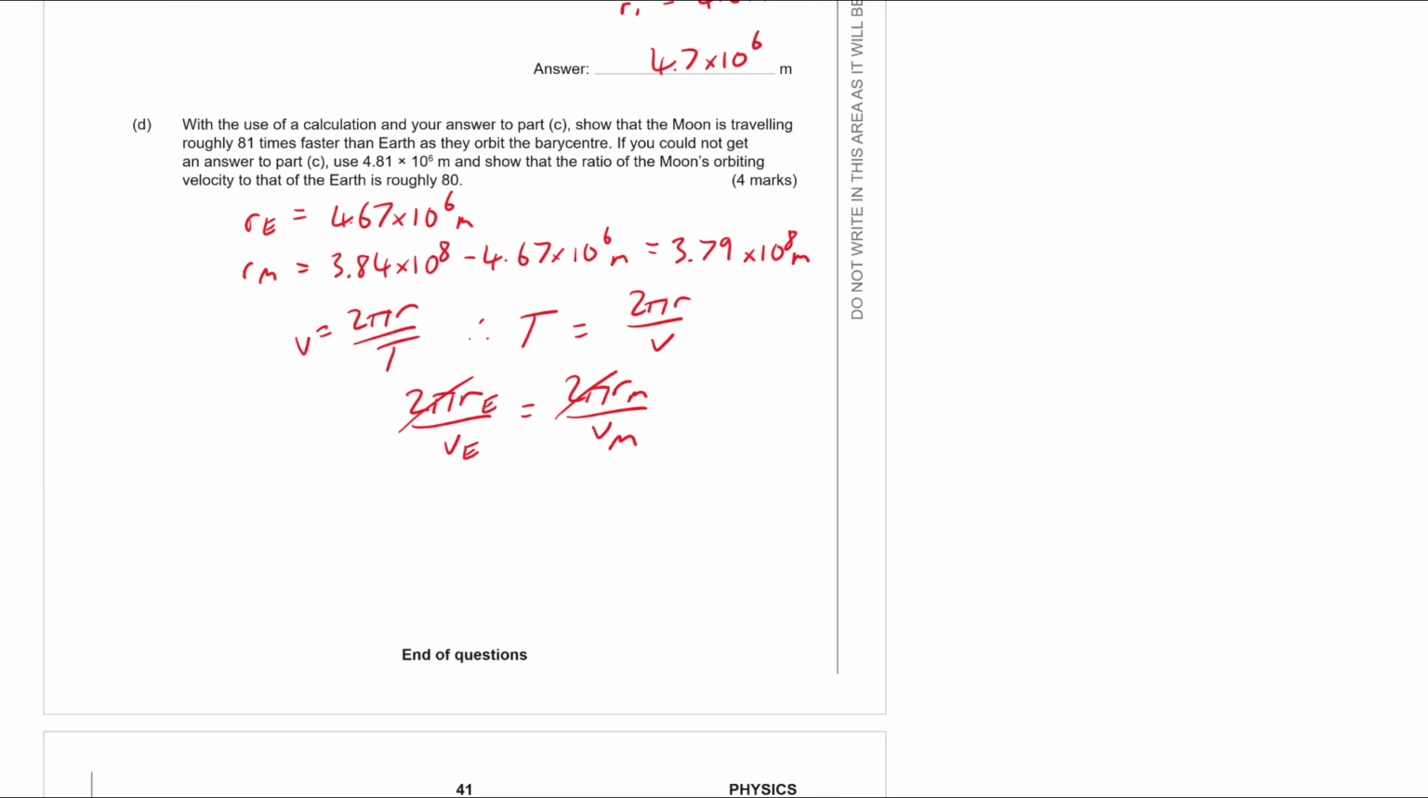So it's asking to show what the velocity of the moon is. I'm going to isolate this part by itself, and it ends up being R_M on R_E times V_E. And if you sub those values in, what you end up getting is 81.2 V_E. So you're showing that the velocity of the moon is roughly 81 times the velocity of the Earth. And that is the exam done.